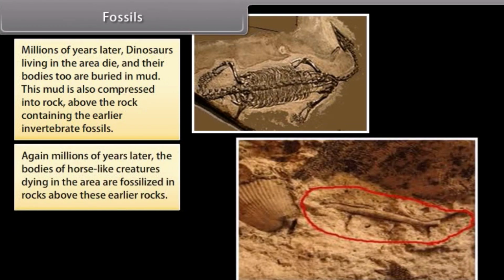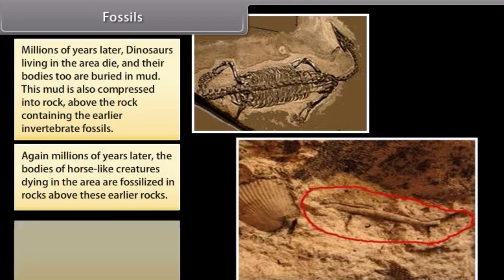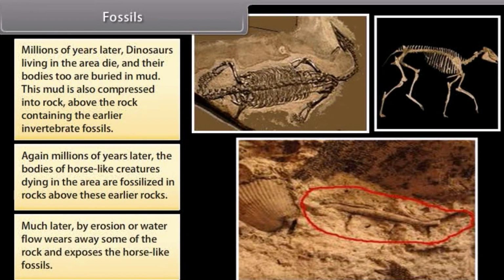Again, millions of years later, the bodies of horse-like creatures dying in the area are fossilized in rocks above these earlier rocks. Much later, by erosion or water flow, wears away some of the rock and exposes the horse-like fossils.